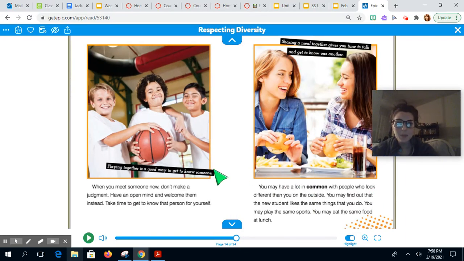This caption says, playing together is a good way to get to know someone. When you meet someone new, don't make a judgment. Have an open mind and welcome them instead. Take time to get to know that person for yourself. Sharing a meal together gives you time to talk and get to know one another. You may have a lot in common with people who look different than you on the outside. You may find out that the new student likes the same things that you do. You may play the same sports. You may eat the same food at lunch.